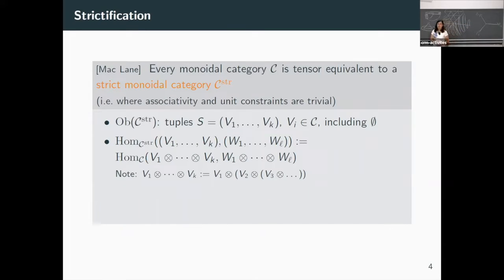So what do we then need? We will need strictification of categories. This is a well-known theorem by Mac Lane saying that every monoidal category is tensor equivalent to a strict monoidal category.